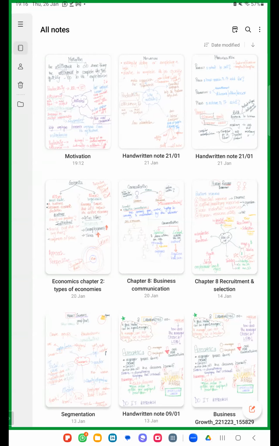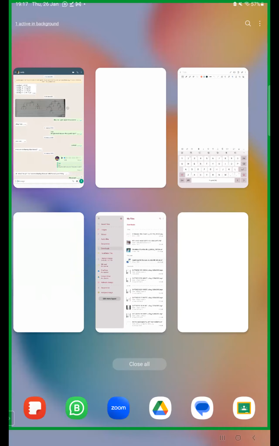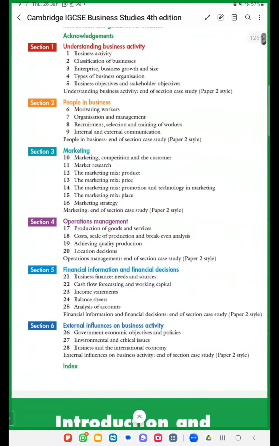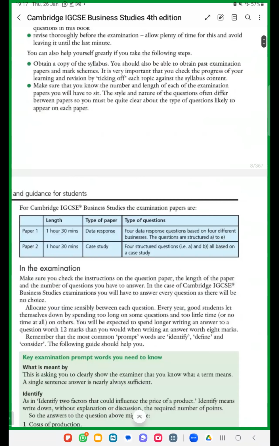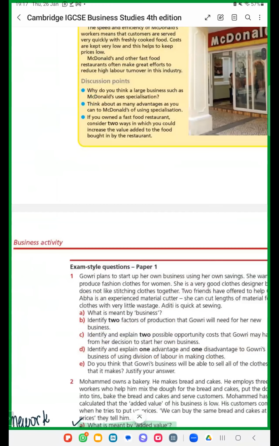Okay, let's start with our new chapter. Okay. So business objectives. There we are. Business objectives and stakeholder objectives. Okay. What are objectives? First thing, what are objectives? What are your personal objectives? What is it that you want to achieve? What are your goals in life?